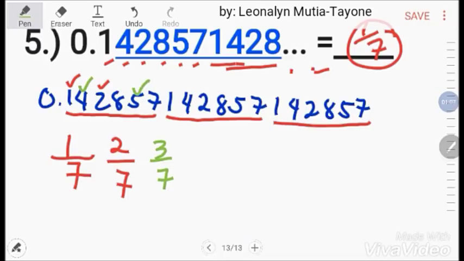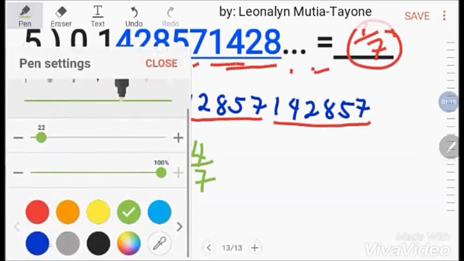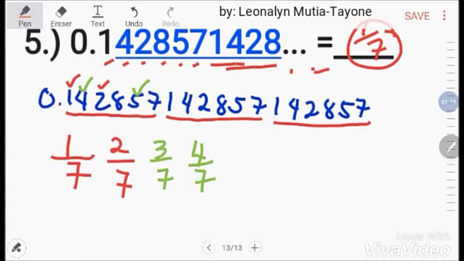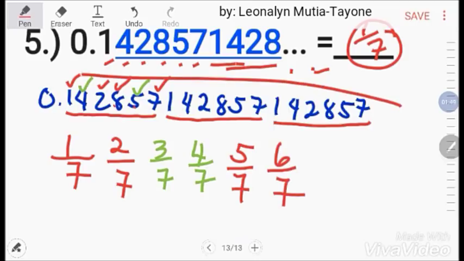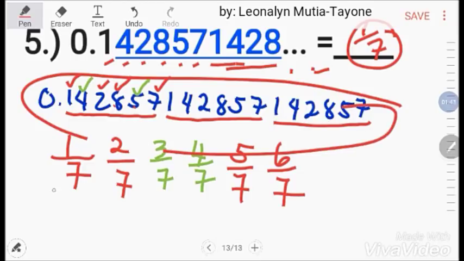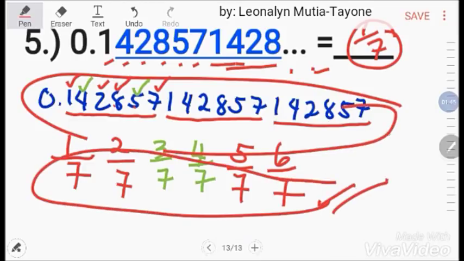Kapag 5 naman ang nauna, bali 0.571422, and that is 4 over 7. Tapos, kapag 7 naman ang nauna, ito, bali 0.71428, 5 over 7 yan. Kapag 8 naman ang nauna, bali 0.85714, as in ganyan pa rin ang pattern niya, 6 over 7 yan. Tandaan nyo yan, yung mga numbers na yan. Paulit-ulit lang yan na ang denominators ay 7.